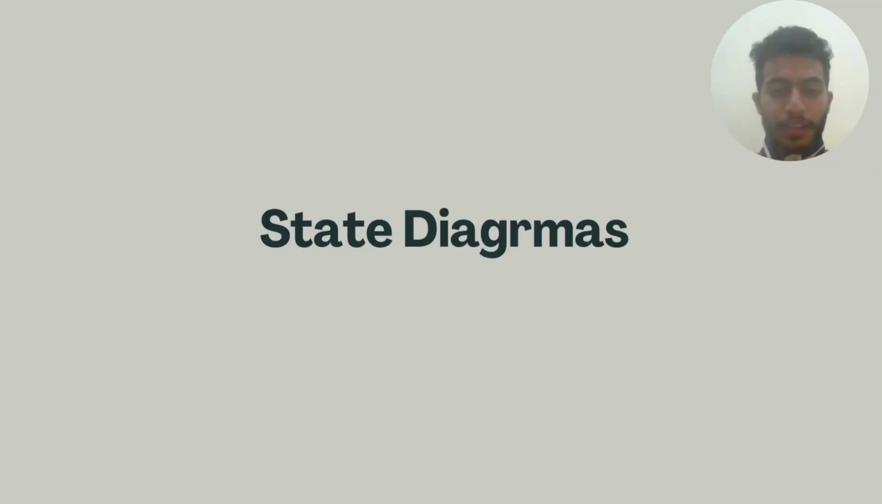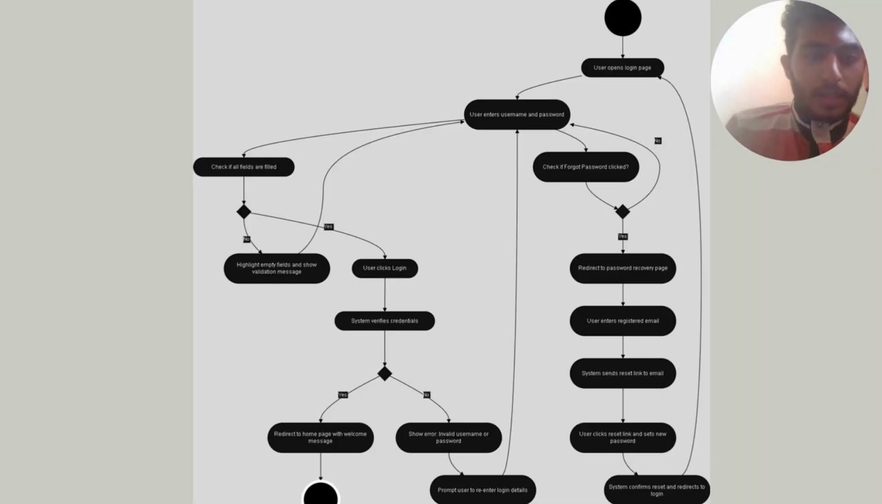Next, we have the state diagram. This is a diagram that shows what happens when a user tries to log in. It shows the different steps a user goes through, starting with opening the login page and typing in their username and password. Depending on what the user does, like leaving the fields empty or typing the wrong password, the system responds differently.